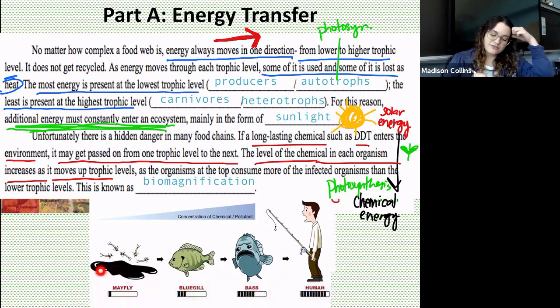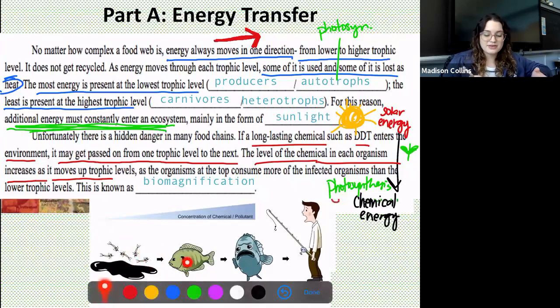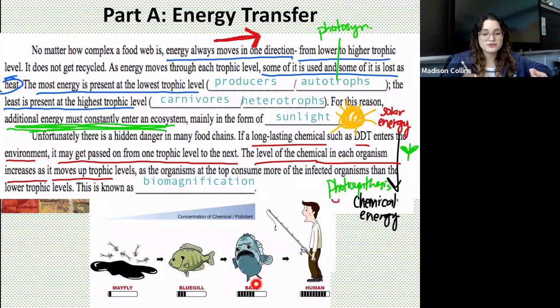So if there's any sort of toxin present in these mayflies, right, it looks like they're eating oil or something. So they're ingesting a little bit of that toxin, but overall, it's not too much present. But the problem is these bluegills are going to be eating a lot of mayflies. And as they do that, they're going to ingest a higher amount of toxins that all of these mayflies have eaten. Same thing happens as we continue to move up the food chain.